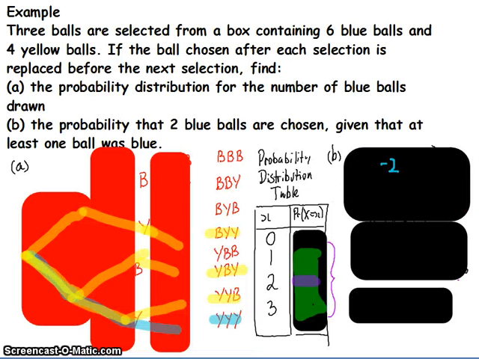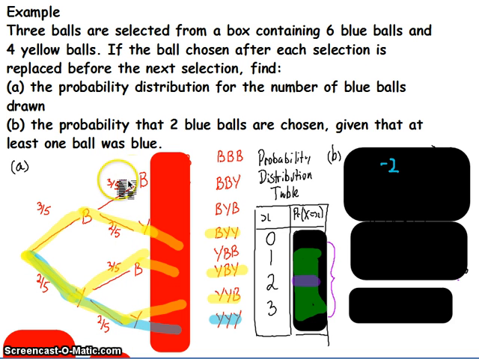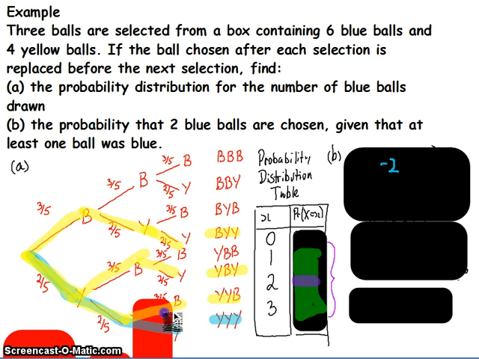Okay, now this one, in order to solve this, I would draw a tree diagram first. We've got 3 balls selected from 6 blue balls and 4 yellow balls, and they're replaced. That's important because it means that the probabilities stay the same throughout, they don't change. So you can have blue or yellow for the first one. It's been cancelled down to 3/5 and 2/5 from 6 out of 10 and 4 out of 10. Next one could be blue, yellow, and the third then can be blue, yellow, blue, yellow.